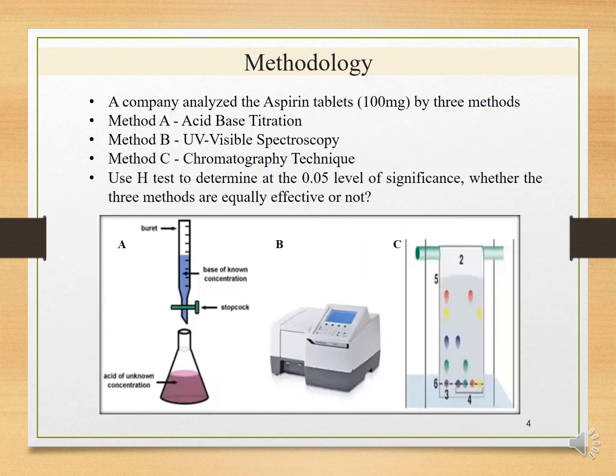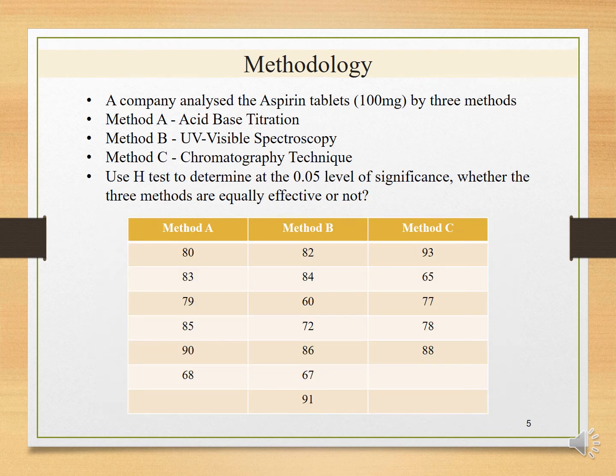Straight away, we'll go to a problem. A company analyzed the aspirin tablets by three methods. First, they followed the acid-base titration. Next, UV visible spectroscopy for analysis of the same tablets. And method C is the chromatographic technique. Now use the H test to determine at the 0.05 level of significance whether the three methods are equally effective or not. Ordinal data is displayed in the table here.